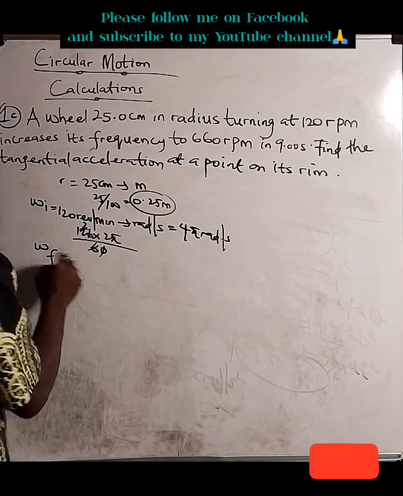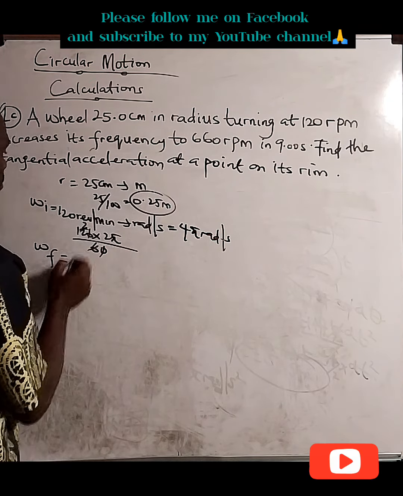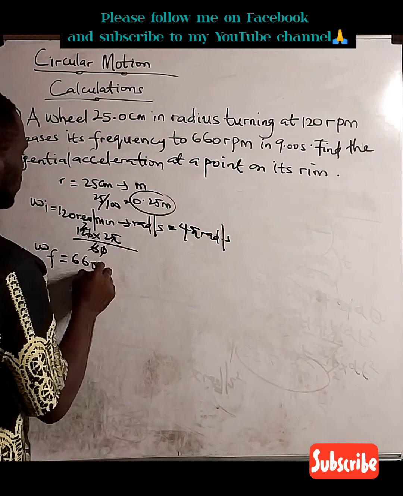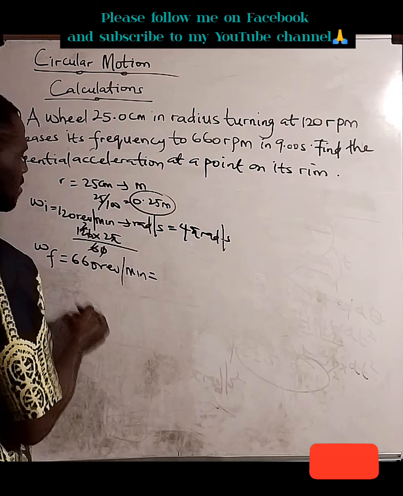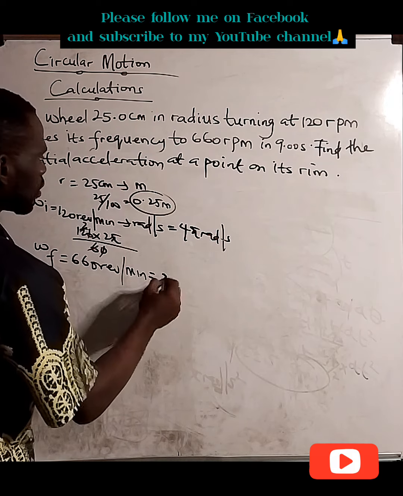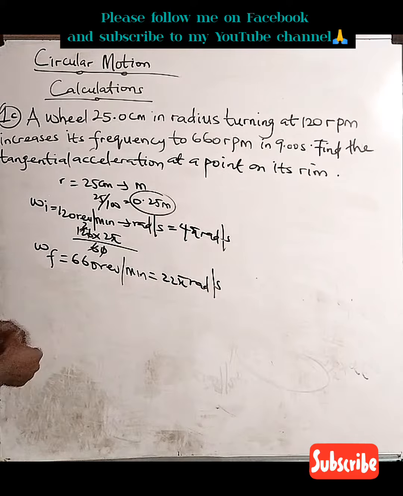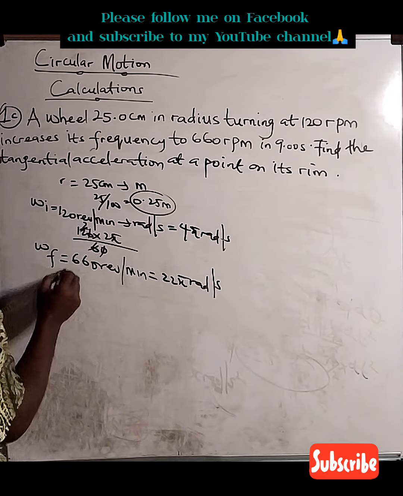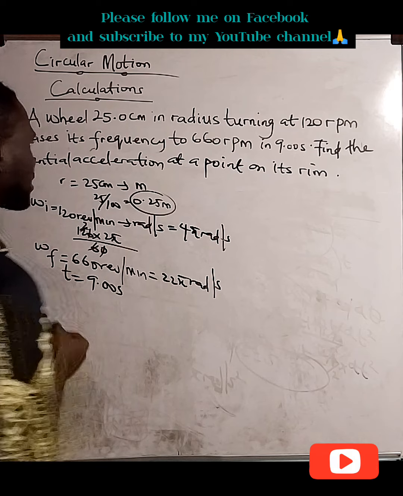So the final speed increases to 660 revolutions per minute. That's going to be the same thing: 660 rev per minute multiplied by 2 pi divided by 60. Then we end up having 22 pi rad per second. So we have this. Now, everything took place in 9 seconds, and we are asked to get the tangential acceleration.